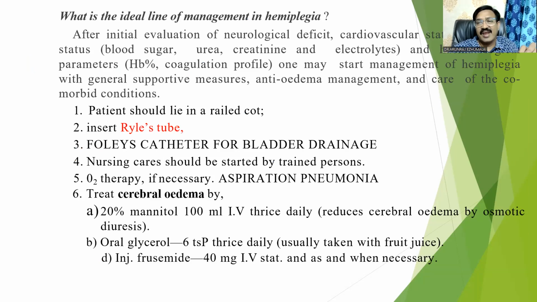This is just our ideal line of management you can tell. When a patient of hemiplegia has come, put them in a railed cot, insert a Ryle's tube, Foley's catheter for bladder drainage; you can tell all those things in the exam. You have to introduce a Ryle's tube when the patient is not able to swallow properly and is semi-conscious. Do Foley's catheterization when the patient is not able to walk, so the patient may pass urine, which may produce infections.